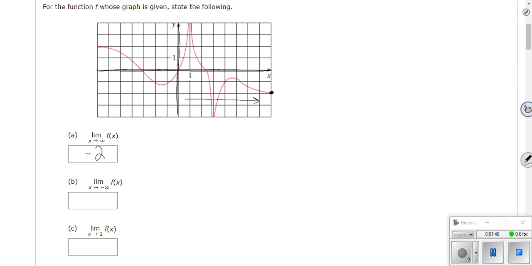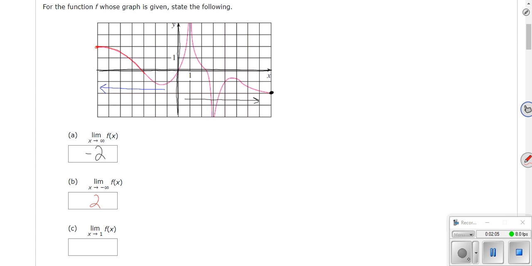Now, the limit of f of x as x approaches negative infinity. As we're going this way on our graph, negative infinity, what does f of x approach? Well, if you copy the line here, it looks like it's leveling off up here, and that would be +2.